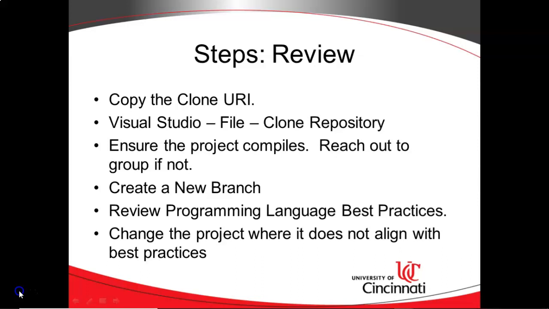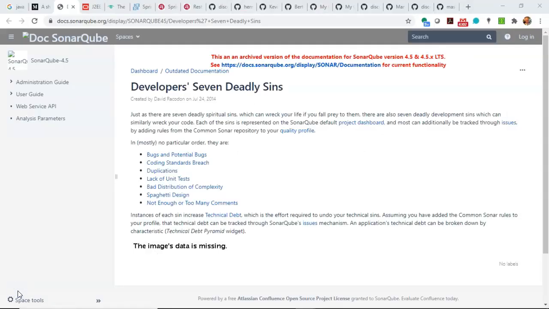One other good best practice to look at is the SonarQube 7 Deadly Sins. Remember that our goal is to decrease technical debt, and this is a good description of what technical debt is, and each of these gets into a bit more detail. So, bugs and potential bugs, coding standards breach, duplications, lack of unit tests, bad distribution of complexity, spaghetti design, and not enough or too many comments.